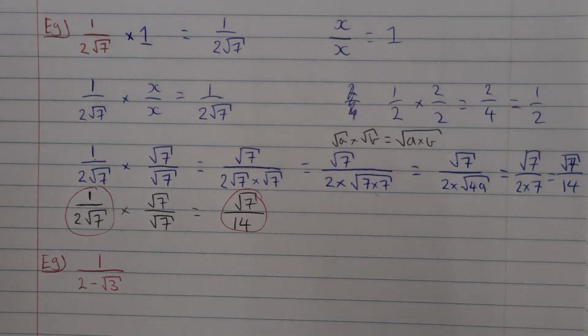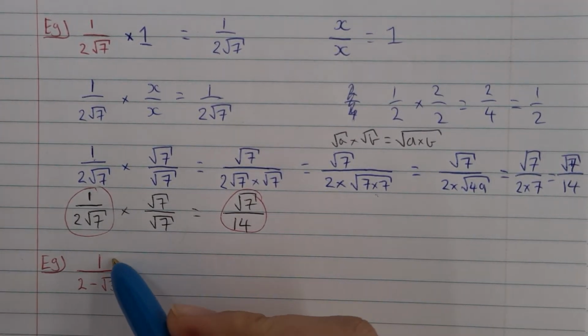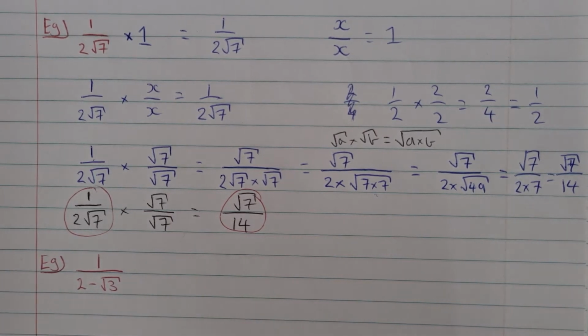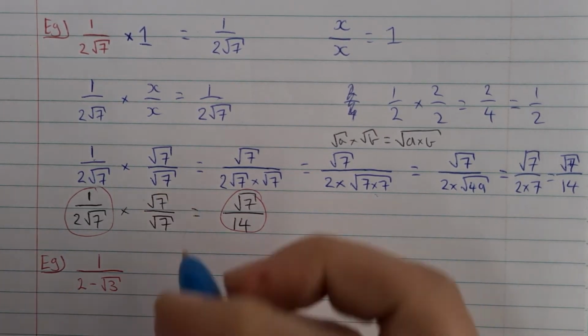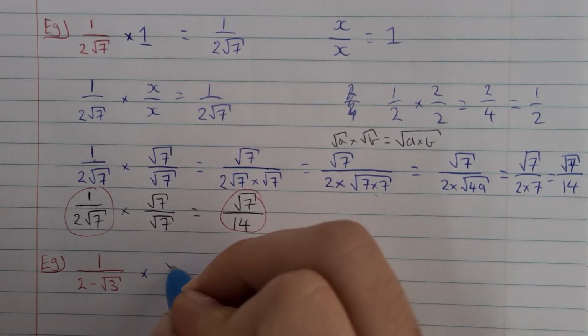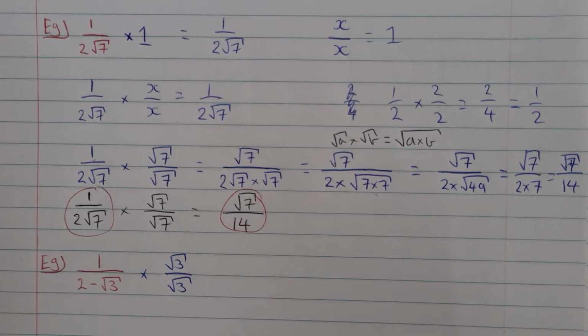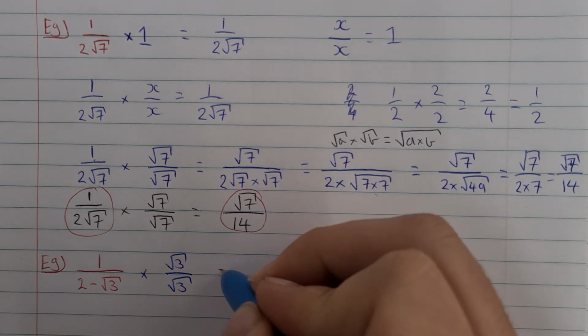Let's look at another example quickly. I've got 1 over 2 minus root 3. Now, using the other one as an example, your instinct might be that multiplying by root 3 over root 3 is going to help us rationalize this denominator. But let's see what happens, and we'll find out that it doesn't actually work out quite as well.